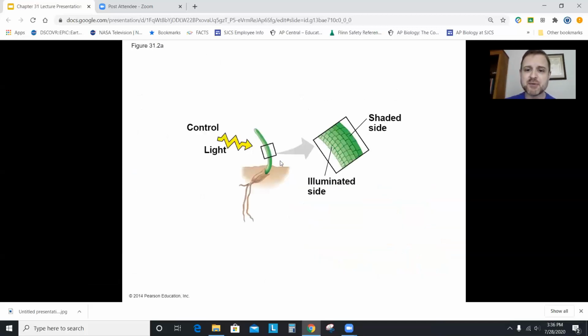If you look at the cells up close, what's actually happening here is the cells on the opposite side of where the light is. So here the light's coming from the left. The cells on the right, on the shaded side, are elongating. The ones on the lit side are not. So the grass is growing and it's bending toward the light because the cells on the shaded side are actually getting longer.